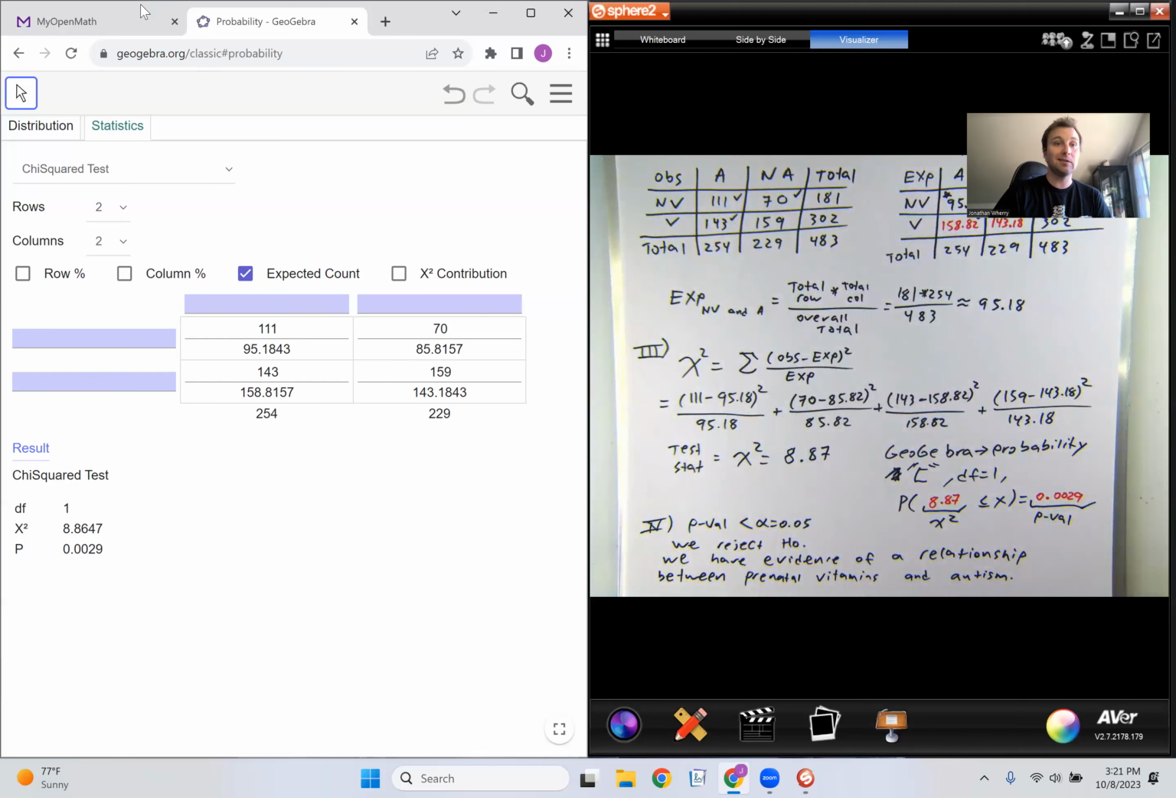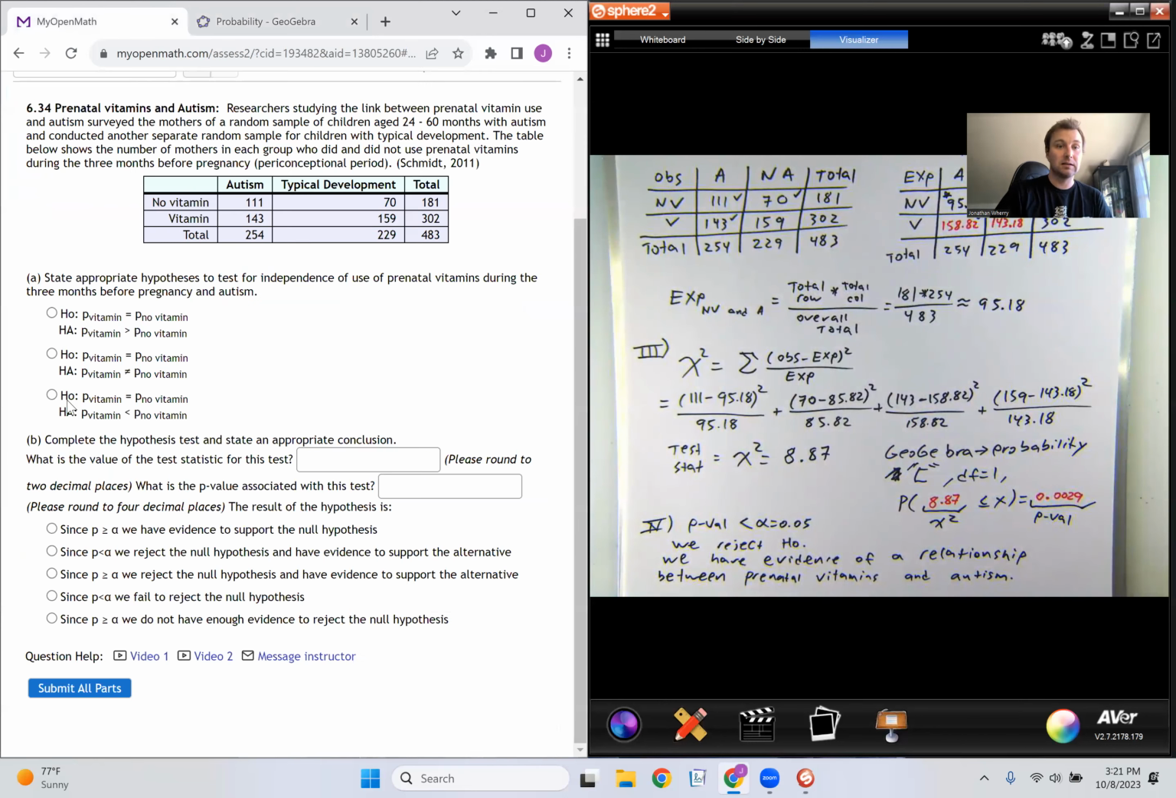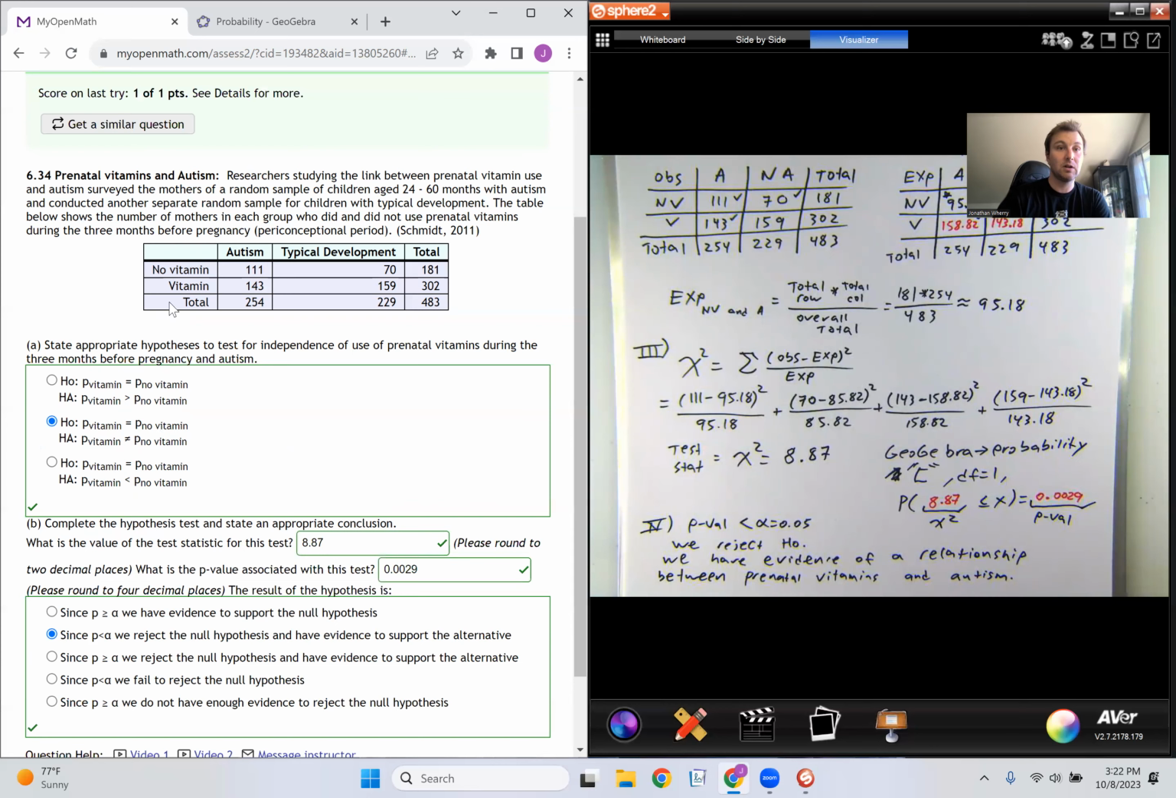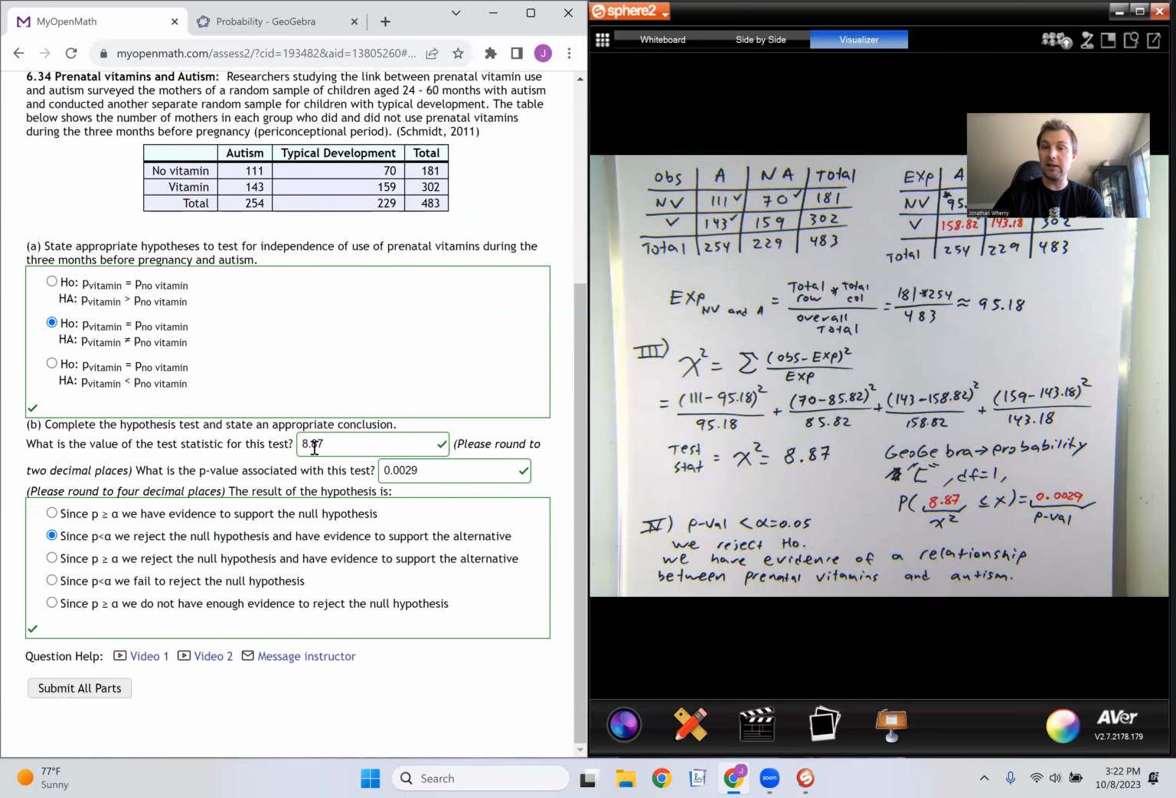Let's go into MyOpenMath and let's type in these results. I am testing for difference. My test statistic, 8.87. So GeoGebra's giving me 8.86. We'll see if it takes that. P-value, I got 0.0029. And my p-value was low, so we rejected the null hypothesis and had evidence of the alternative. When I did this, full points, even for that 8.87 with just that tiny bit of rounding, this is looking pretty good.